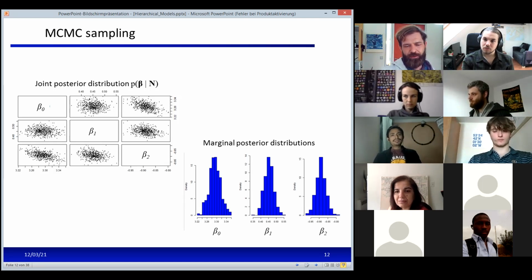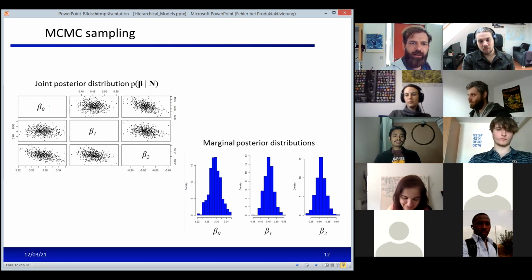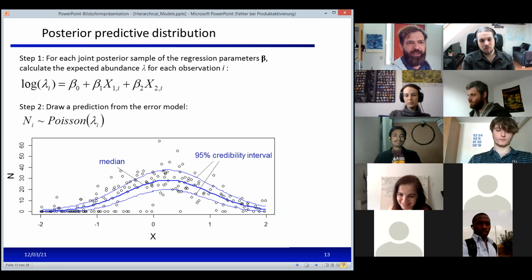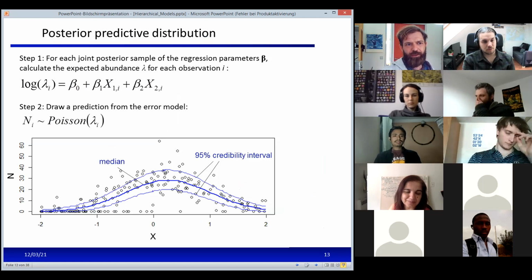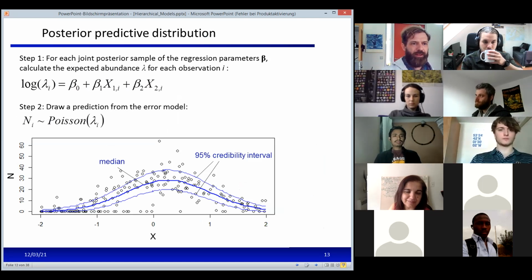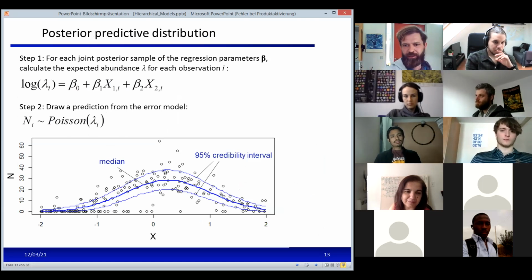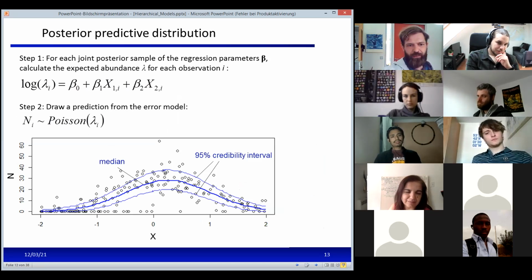Then once I have this posterior distribution for my parameters, the next step would be model checking, and therefore one important intermediate step is the generation of the so-called posterior predictive distribution. So a probability distribution that describes for each of my observations how likely, and how probable, this observation would be under my model.